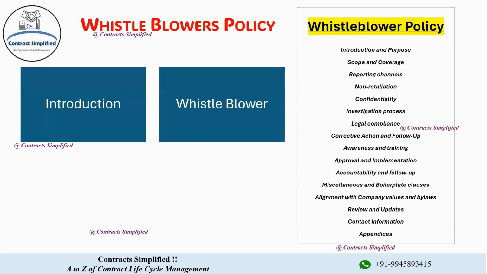Next one, alignment with company values and bylaws. The whistleblower policy should align with the company's existing policies and bylaws to ensure consistency and compliance across all aspects of organizational governance. The alignment ensures that the procedures outlined in the whistleblower policy complement and reinforce the principles and values established by the company's overarching policies and bylaws.